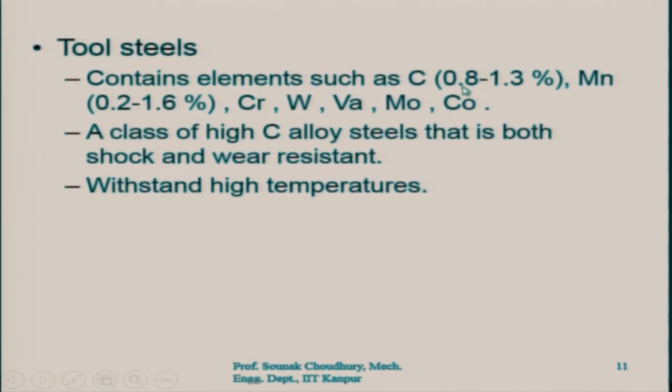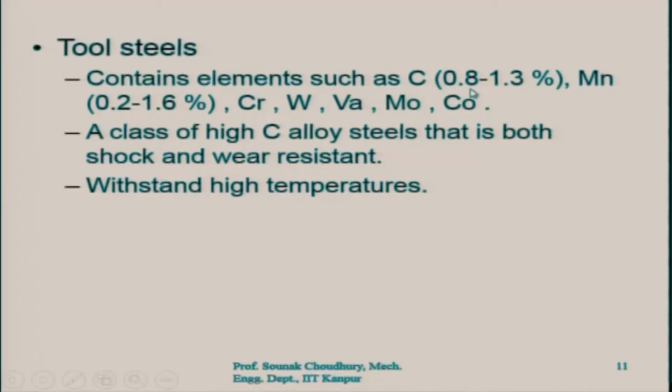Now, I will just repeat once more that this is a range. Depending on the exact carbon content and the exact manganese percentage, for example, you can have different properties in the tool steels. So, tool steel grades can be different depending on the percentage of carbon within 0.8 and 1.3%, the percentage of manganese within 0.2 to 1.6%, and so on.